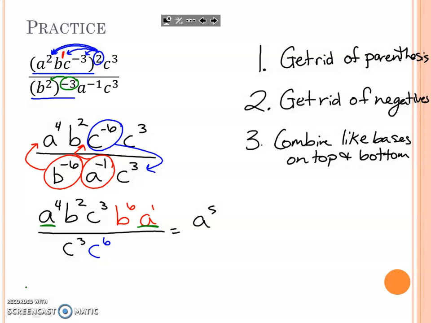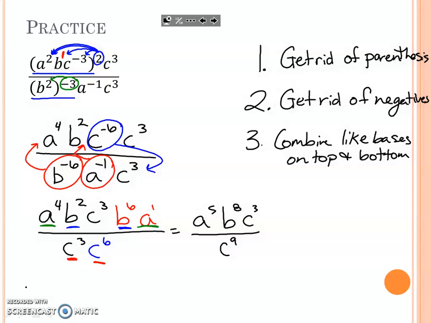I've also got a b squared and a b to the 6th. Add our exponents, that becomes a b to the 8th. And then I have a c cubed. There's nothing else with a c cubed, so it's just going to be a c cubed. Okay? On the bottom, I have a c cubed and a c to the 6th. Combine those together, that becomes a c to the 9th. Okay? So step 3 was combine like bases on the top and the bottom.